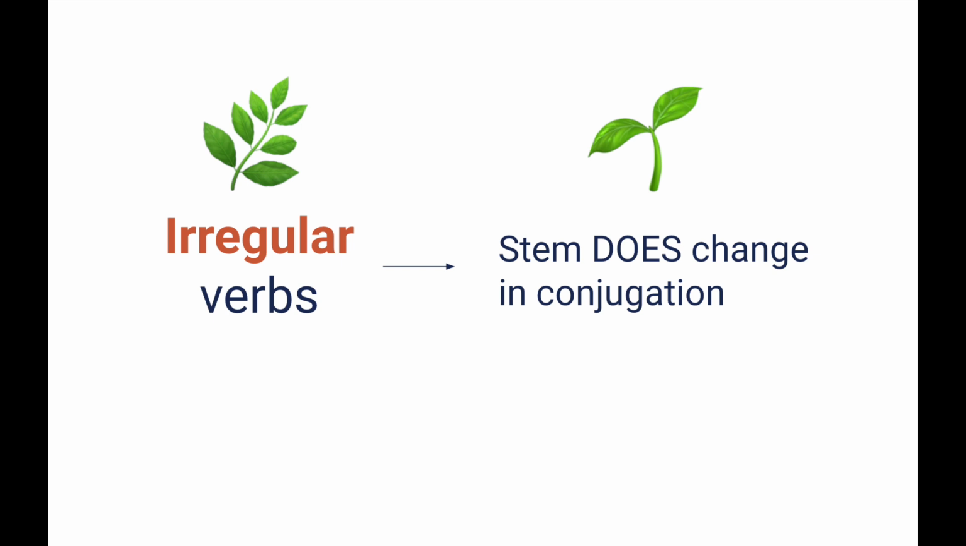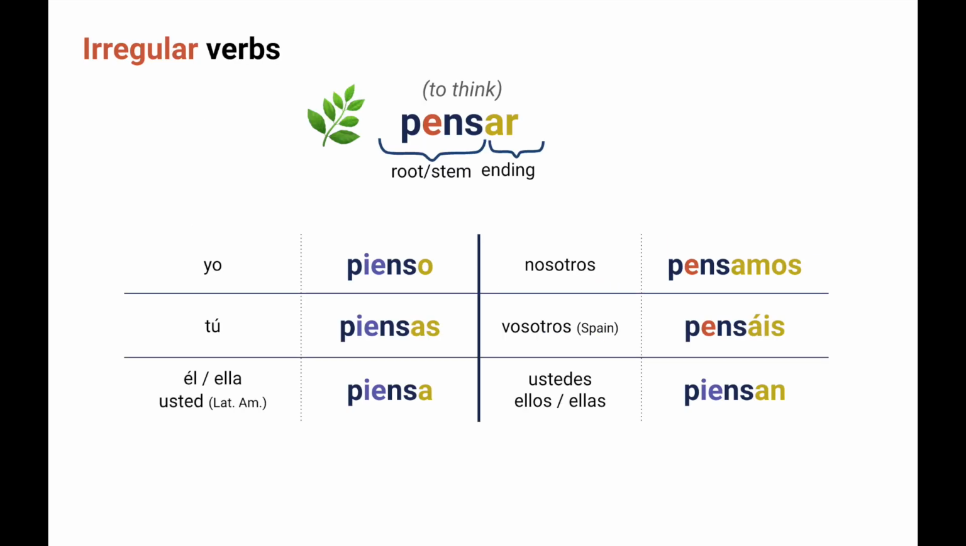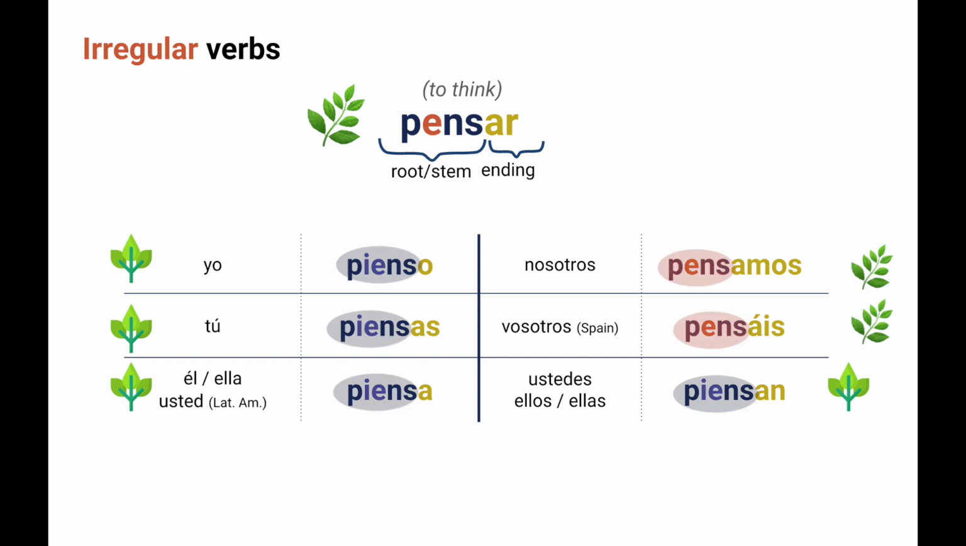But if the stem of a verb does change in conjugation, it is considered an irregular verb. For example, pensar, which means to think, changes to pienso, piensas, piensa, pensamos, pensáis, piensan. Look how the stem changed in some of the forms when conjugated.